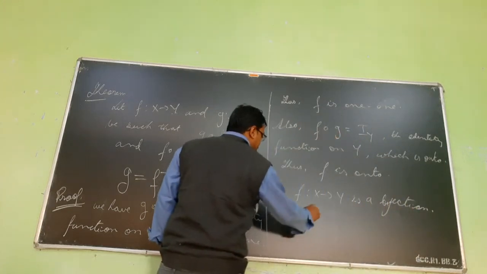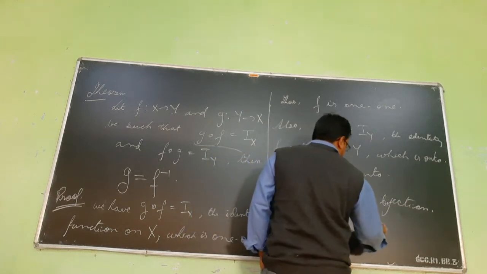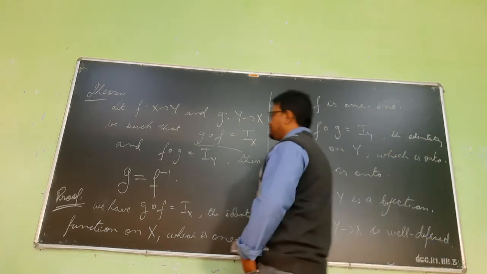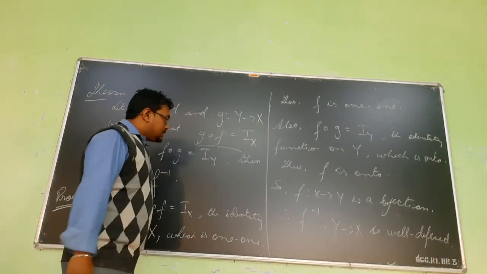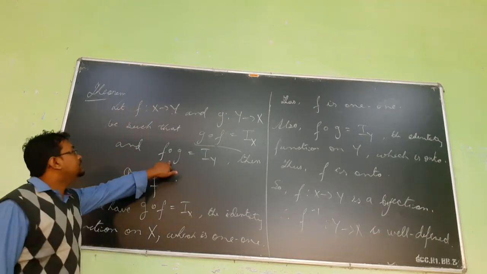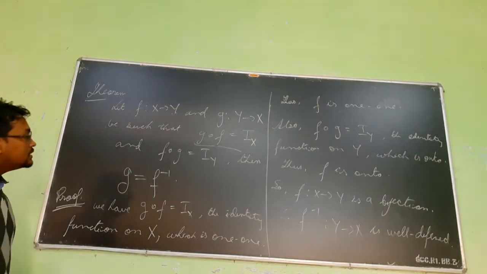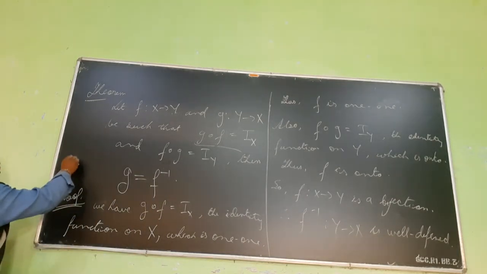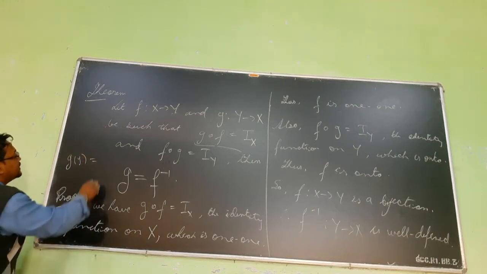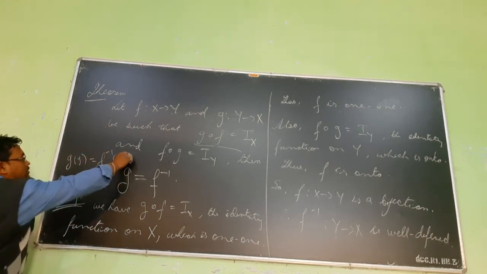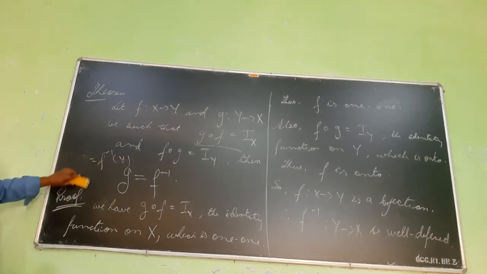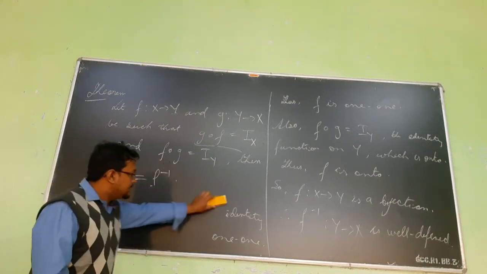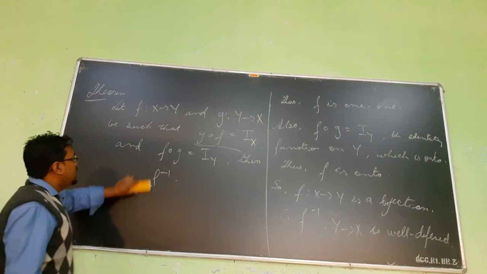Therefore, f inverse from Y to X is well defined. We can define f inverse. Now I have to show that this f inverse is nothing but g. For that, what I have to show? I have to show that g of some element y is always equal to f inverse of that particular element. So we start with an arbitrary element of Y and we will show this.